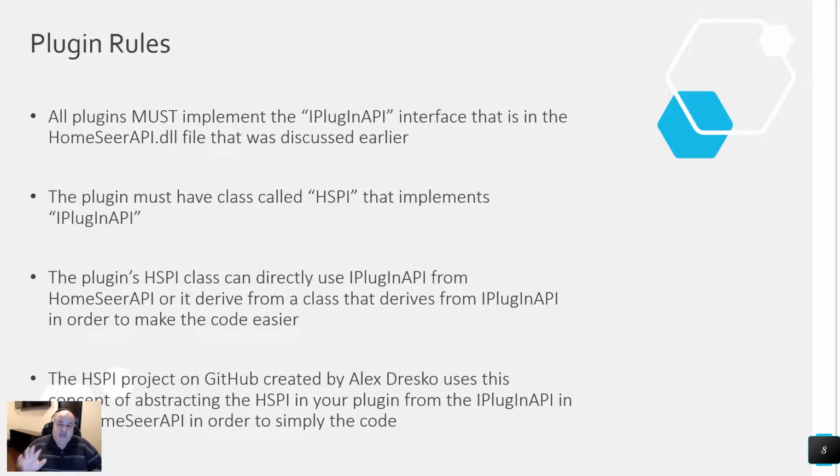Or better yet, like we're doing it with the HSPI template, it can derive from a class that derives from the iPlugin API in order to make the coding a lot easier. Let the class that you're deriving from define all of the boilerplate stuff and the defaults, and then you only make the changes that you need for your own plugin. The HSPI project on GitHub that was created by Alex Dresko uses this concept of abstracting HSPI in your plugin from the iPlugin API and the HomeSeer API in order to simplify the code by getting all the boilerplate stuff out of the way. And then you only do overrides for the things that you want different from the defaults that have been chosen for the HSPI template.